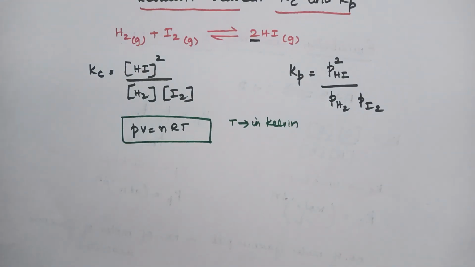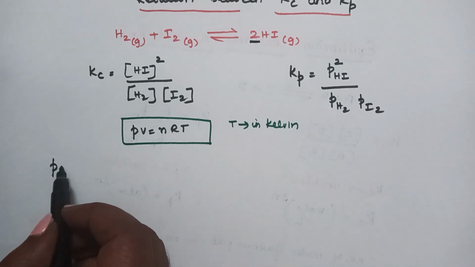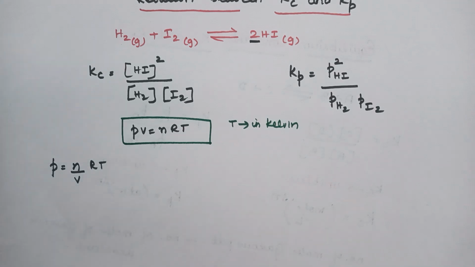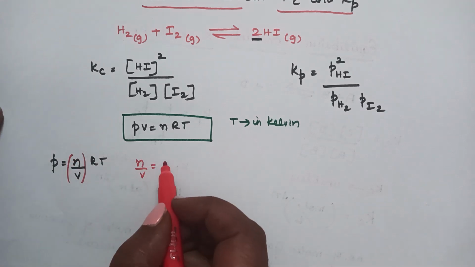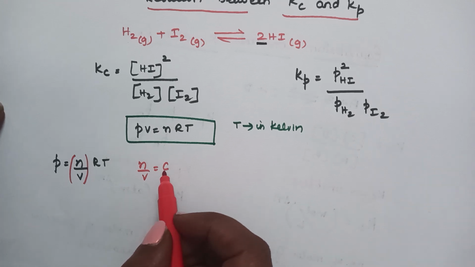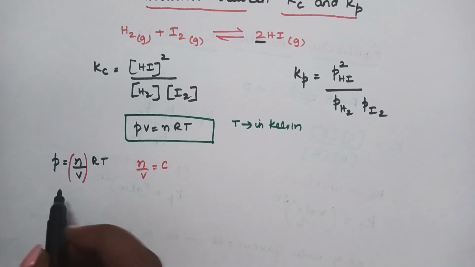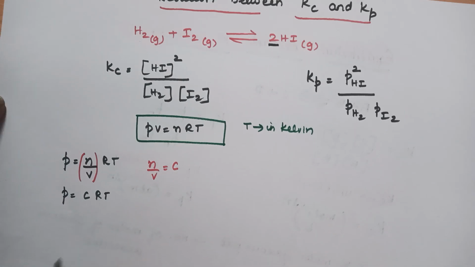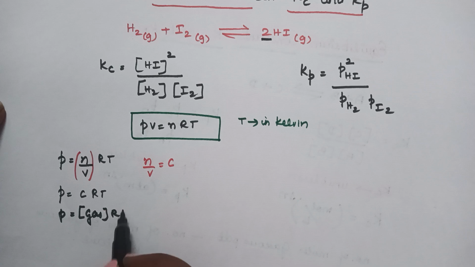Now we bring V to the denominator, so you can write P is equal to n by V into RT. Now n by V is equal to C. C is concentration, so concentration is nothing but the number of moles divided by volume. So now pressure is equal to concentration into RT. Students, for a gas you can write the pressure of the gas is equal to the concentration of the gas into RT.